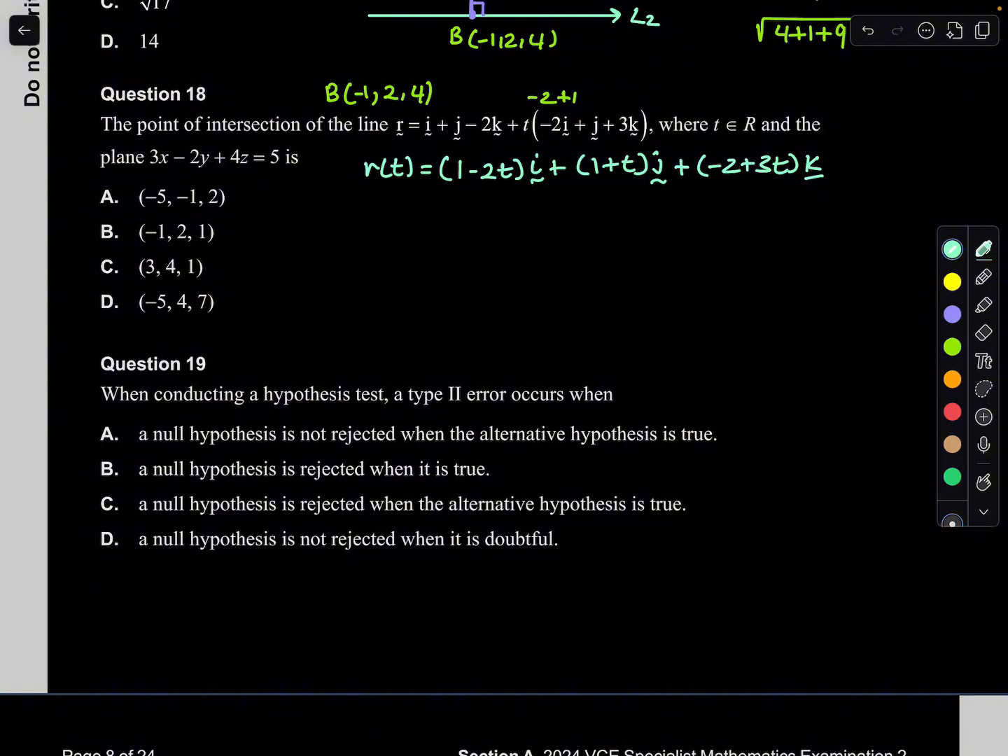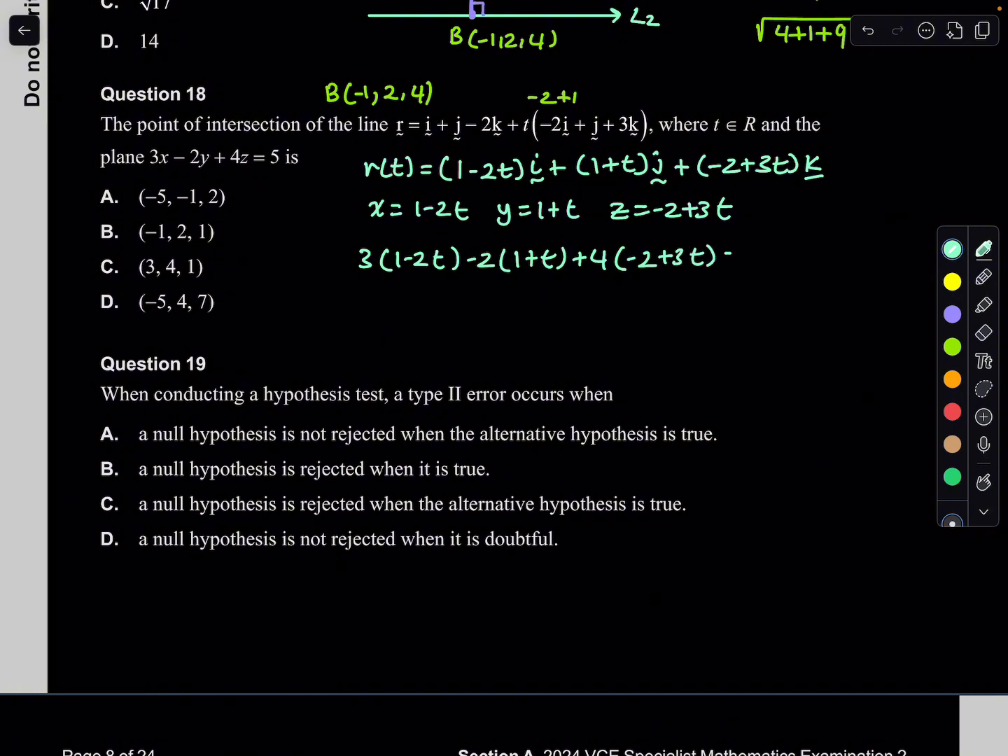So this is your x component, 1 minus 2t. Your y component is 1 plus t. And your z component is negative 2 plus 3t. And I can sub that into the plane over here. So 3 times x, which is 1 minus 2t, minus 2 times y, which is 1 plus t, plus 4 times z, which is negative 2 plus 3t, equals 5. I can easily expand this: 3 minus 6t minus 2 minus 2t minus 8 plus 12t equals 5.